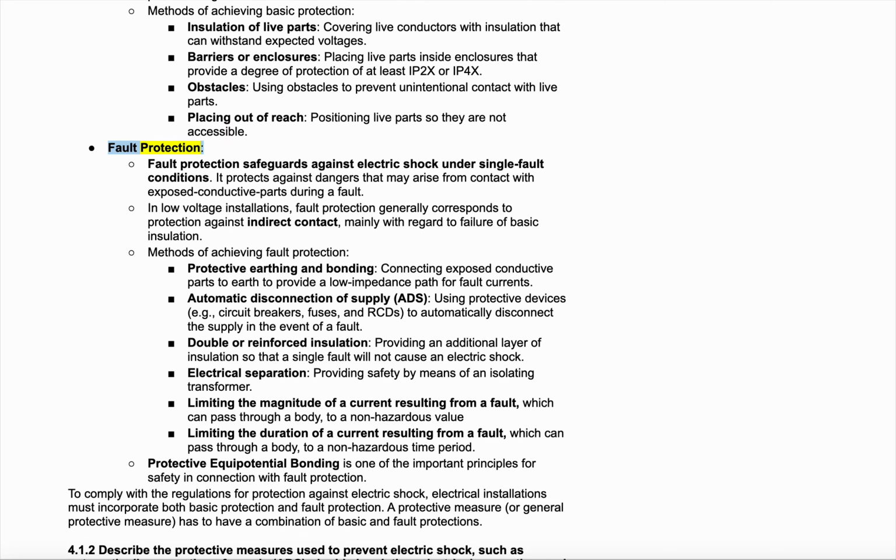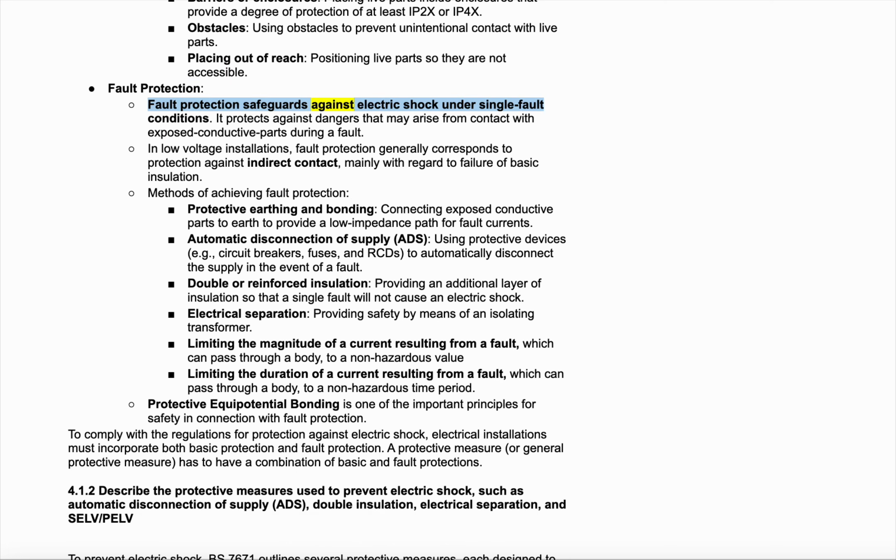Fault protection. Fault protection safeguards against electric shock under single fault conditions. It protects against dangers that may arise from contact with exposed conductive parts during a fault. In low-voltage installations, fault protection generally corresponds to protection against indirect contact, mainly with regard to failure of basic insulation. Methods of achieving fault protection.